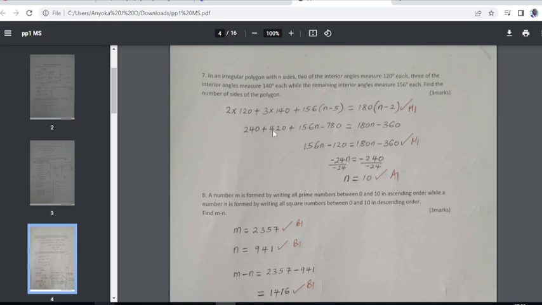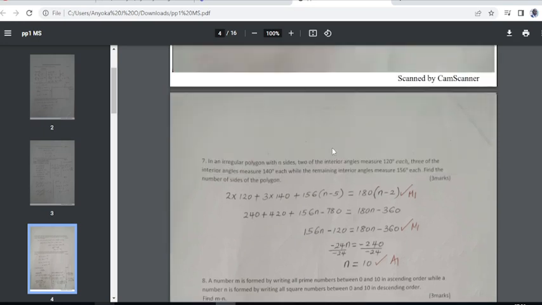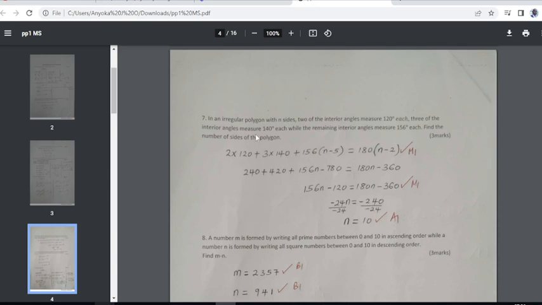So we evaluate. This is 240 plus 420 plus 156n minus 780 is equal to 180n minus 360. So 156n minus 120 is equal to 180n. And then we evaluate, we get n is equal to 10. And n is the number of sides. So the number of sides of the polygon is 10.